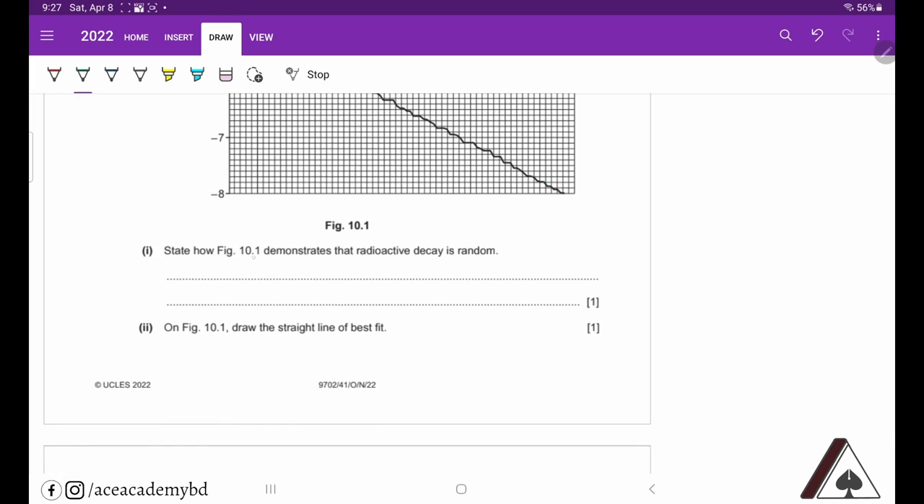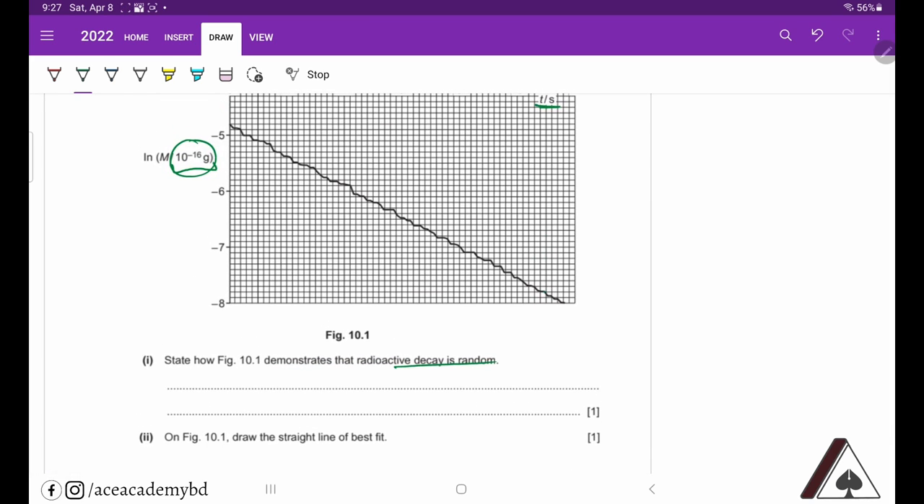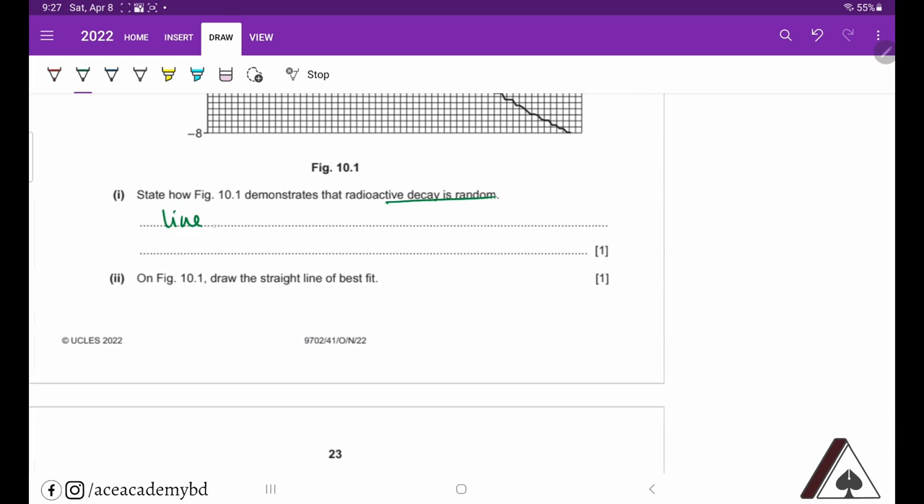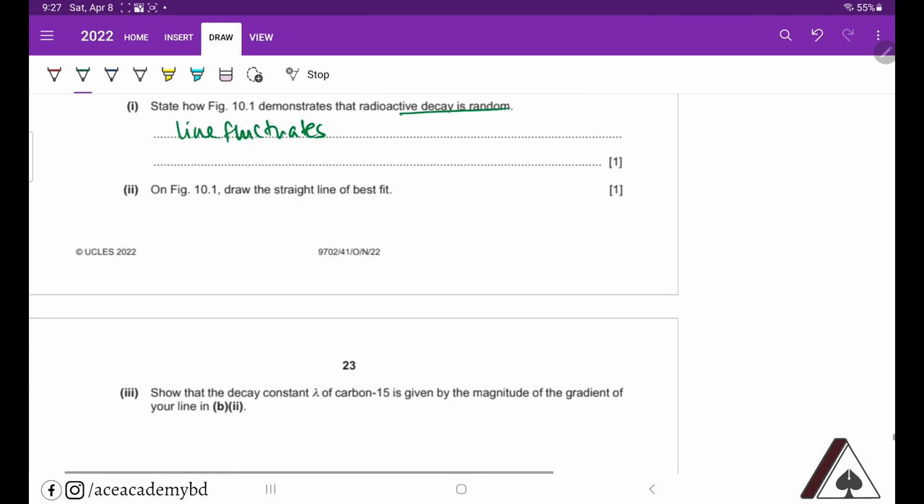So first part says, state how figure 10.1 demonstrates that the radioactive decay is a random process. So you can say this is a random process because it shows many fluctuations. Over here, the line is showing many fluctuations, which means that this process is very random. Otherwise, this line wouldn't have shown this type of fluctuations. So we can just write line fluctuates as the answer. So that's going to score you the mark.